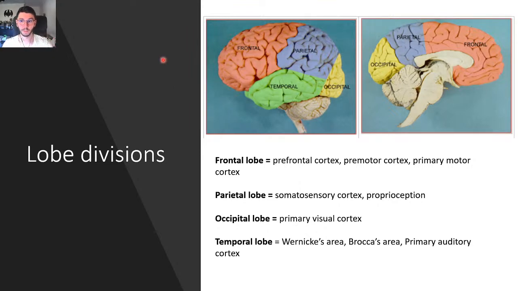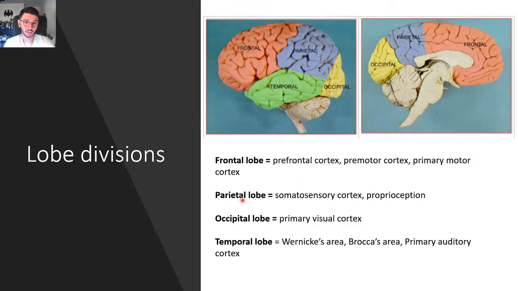Now the prefrontal cortex, this is your personality expression, your planning of complex cognitive behaviors. This is your complex thinking. Whereas your premotor cortex, that's basically your voluntary muscle movement. That's when you sort of decide to do something, when you decide to contract the muscle. Then we have the primary motor cortex, which is also for voluntary muscle movement.